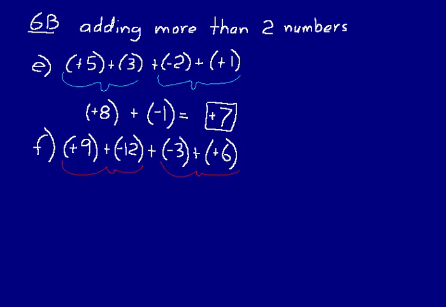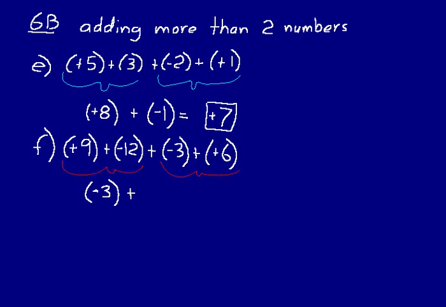A positive 9 and a negative 12, we have different signs. So take the difference in those absolute values. 12 minus 9 would be 3. Give the answer the sign of the numeral with a greater absolute value, and that would be the 12. And so that would be negative 3. Plus negative 3 plus positive 6.